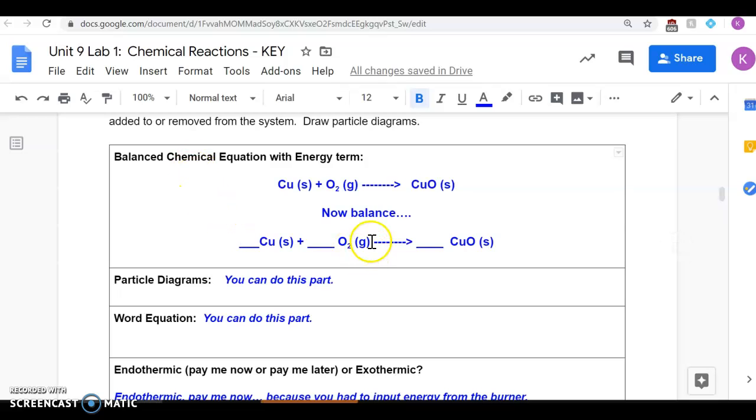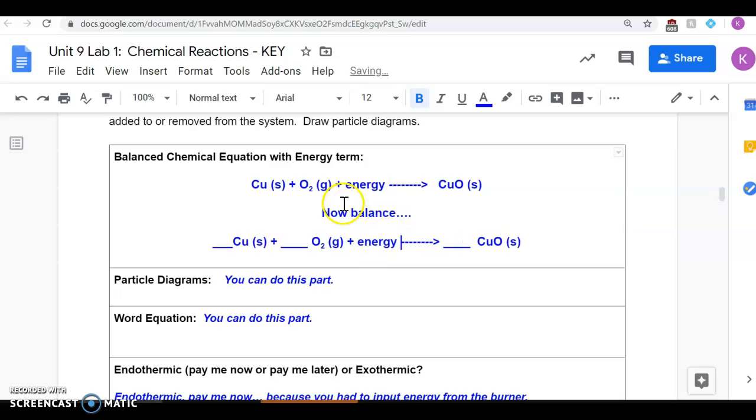Oh, with the energy term, I forgot to add that. Oops. Well, I added that. Plus energy, right? And then we're going to have plus energy here because this is endothermic, right? So the energy is going to be part of the reactants, okay? Particle diagrams, you can do this part.